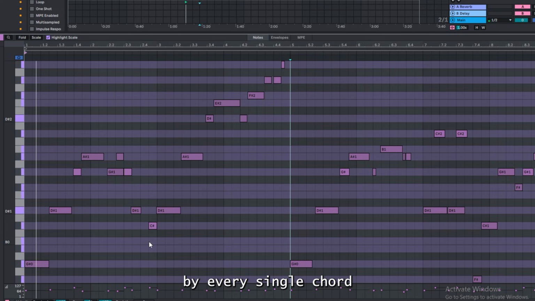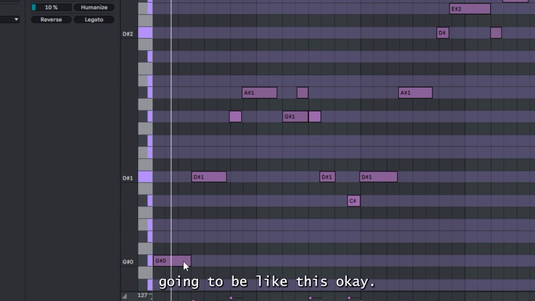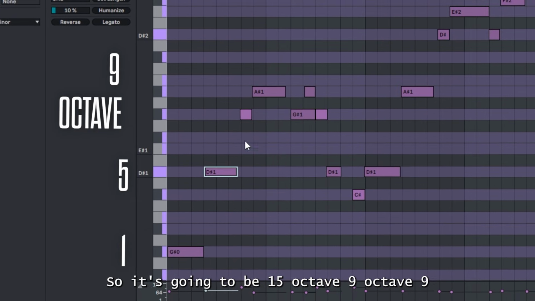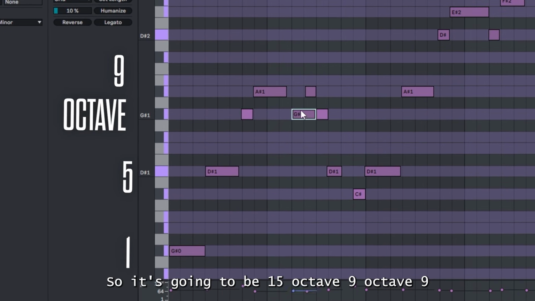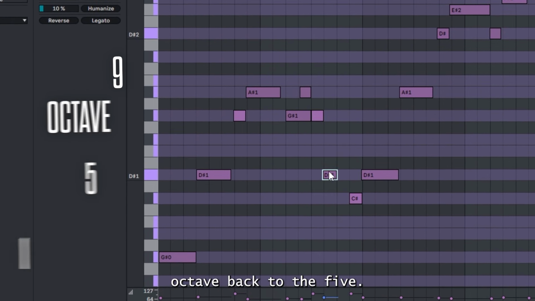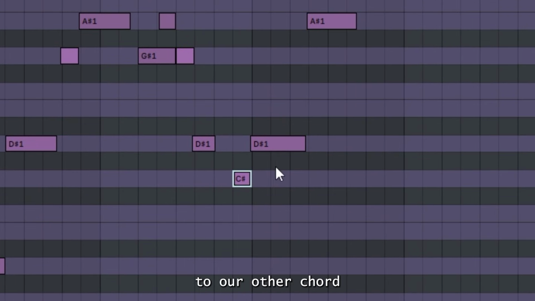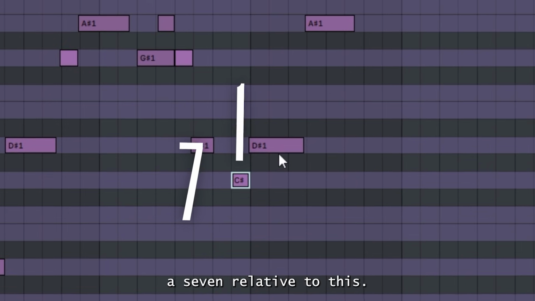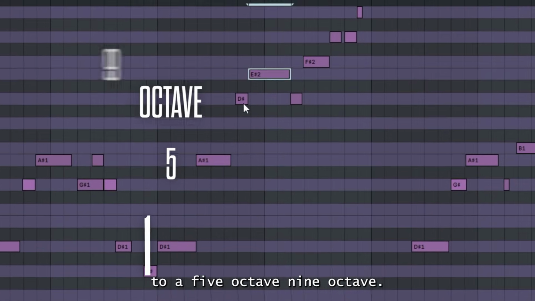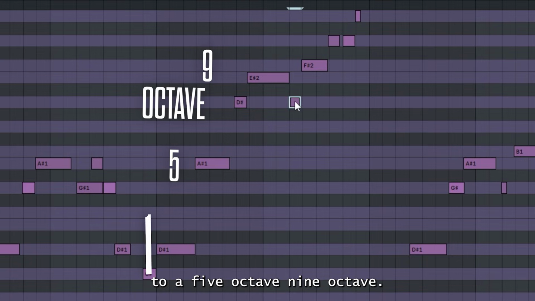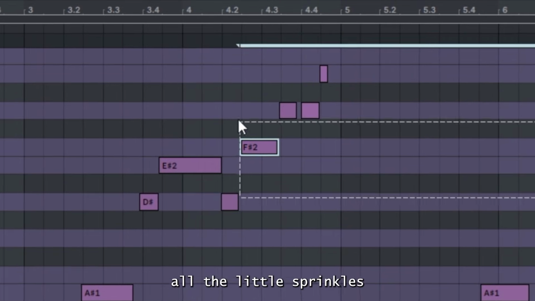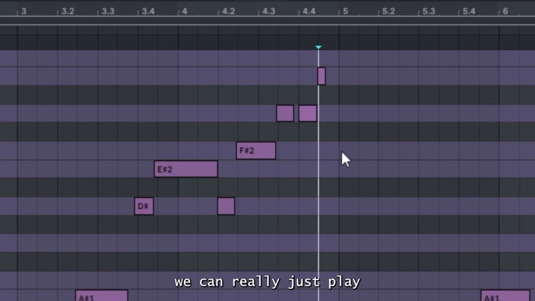So if you go by every single chord and list the notes relative to the chord, it's going to be like this, okay? So it's going to be 1, 5, octave, 9, octave, 9, octave, back to the 5. And then right here, essentially this is like a transition note to our other chord, which is basically a 7 relative to this. Then it goes to a 5, octave, 9, octave, and then again here are all the little sprinkles, where at this point you can really just play whatever you want and it's going to sound good.